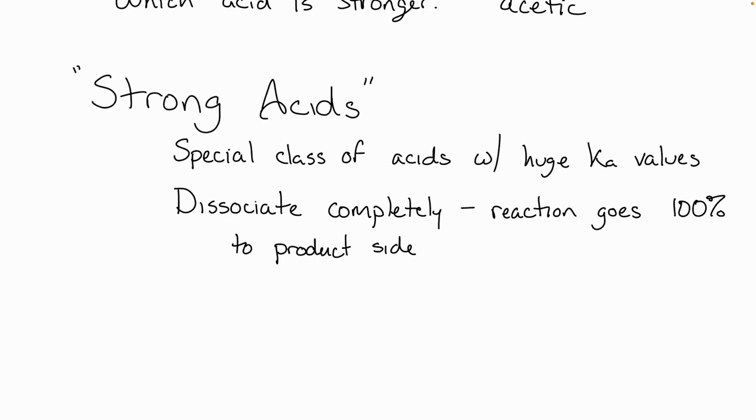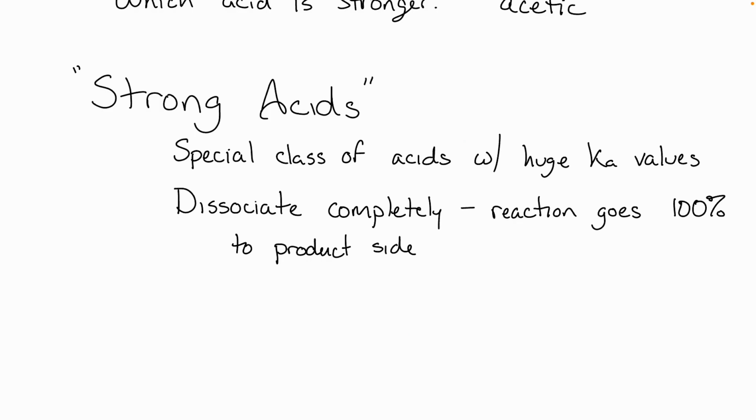All right, so how do we identify a strong acid? Good news, bad news. There's some memorization involved. There are 6 strong acids. We've got to know those 6 strong acids. Everything else is considered a weak acid.